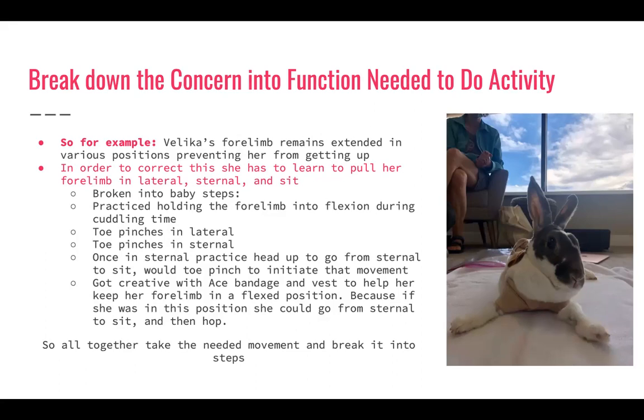It's essentially a forelimb withdrawal, and she has to be able to do it in lateral, sternal, and sit. And that's what became our goals as far as her home exercise program. So first, I would just have Derek practice during cuddle time with Velika, just holding her forelimb in flexion, and then doing little shoulder bounces or little pulls with the finger pulling the leg in. That way we can get comfortable with the position of just having the leg in a flexed position.